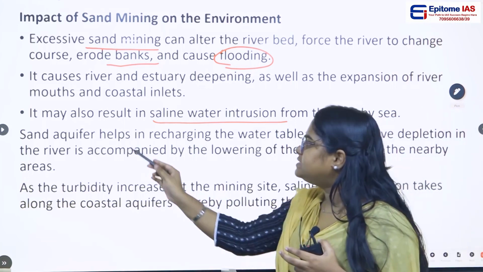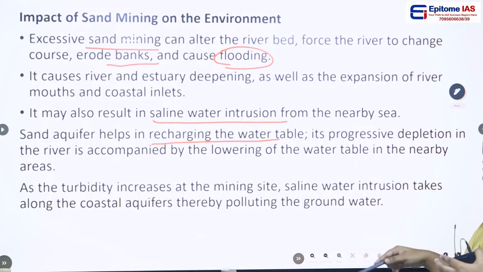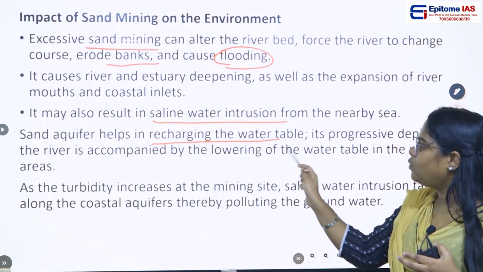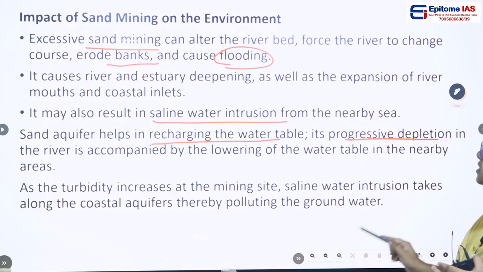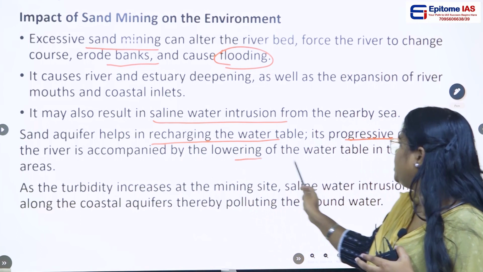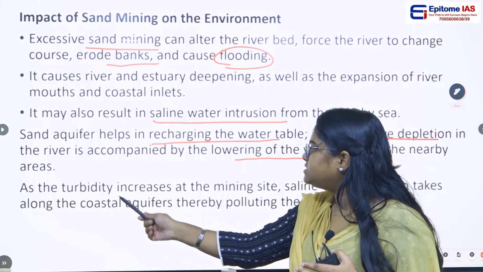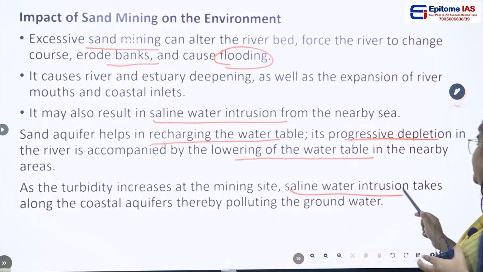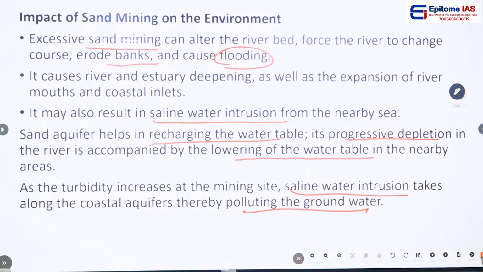Next point is that sand aquifers help in recharging the water table. As I already explained, these sand aquifers help in recharging the water table and maintaining the water table underground. But now what's happening? This progressive depletion in the river is accompanied by lowering of the water table in the nearby area. And the next point is, as the turbidity increases at the mining site, saline water intrusion takes place along the coastal aquifers, thereby polluting the groundwater. We already explained this particular point.